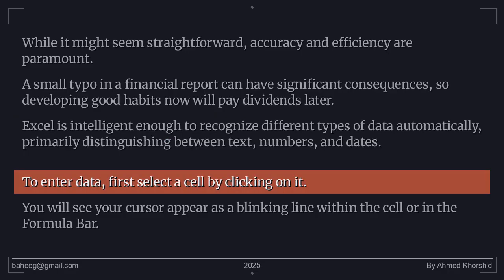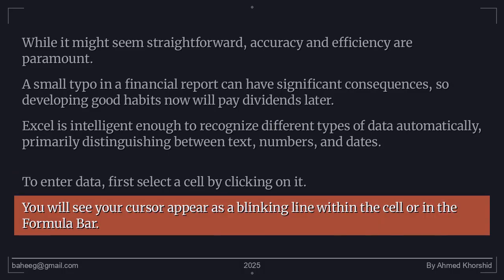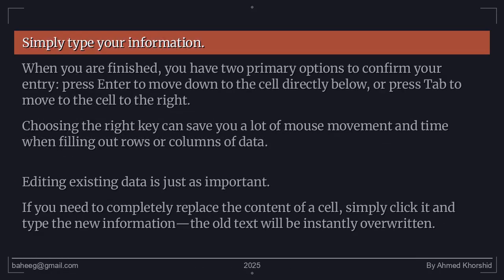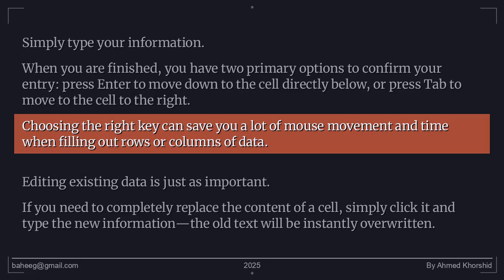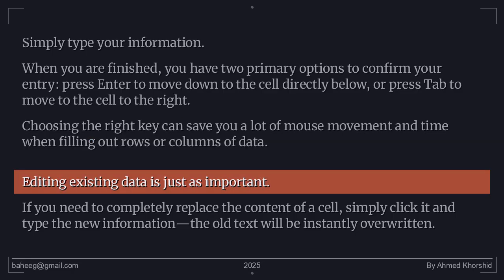To enter data, first select a cell by clicking on it. You will see your cursor appear as a blinking line within the cell or in the formula bar. Simply type your information. When you are finished, you have two primary options to confirm your entry. Press Enter to move down to the cell directly below, or press Tab to move to the cell to the right. Choosing the right key can save you a lot of mouse movement and time when filling out rows or columns of data. Editing existing data is just as important.